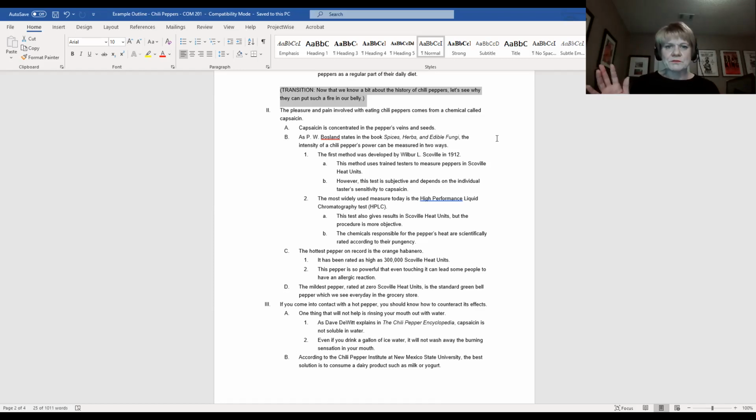Don't even acknowledge it. Just, for example, if I were going to bobble it again: the pleasure and pain involved with eating chili peppers comes from a chemical called capsaicin. Capsaicin is concentrated in the pepper's veins and seeds. As P.W. Bosland states in the book Spices, Herbs, and Edible Fungi, the intensity of a chili pepper's power can be measured in 2 ways. So, I bobbled a little bit. You just kind of stop, keep going.